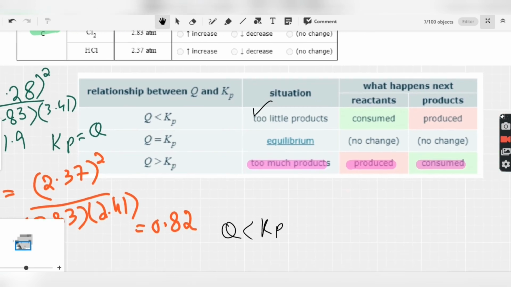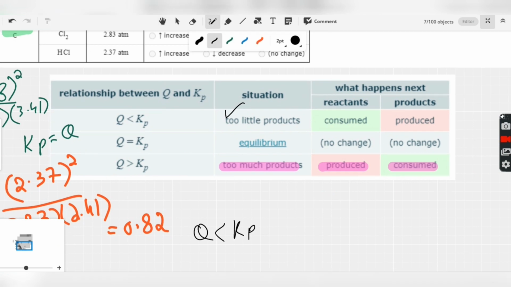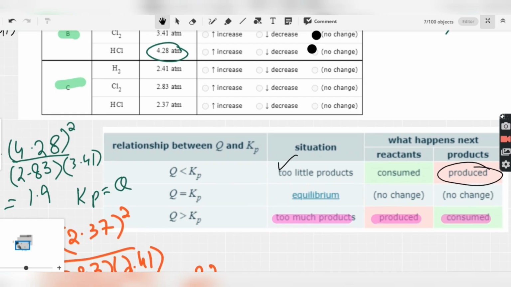The pressure of the product HCl will rise, because HCl is produced, while the pressure of the reactants, H2 and Cl2, will fall. So it means here the HCl is going to increase, while Cl2 and H2 will decrease.